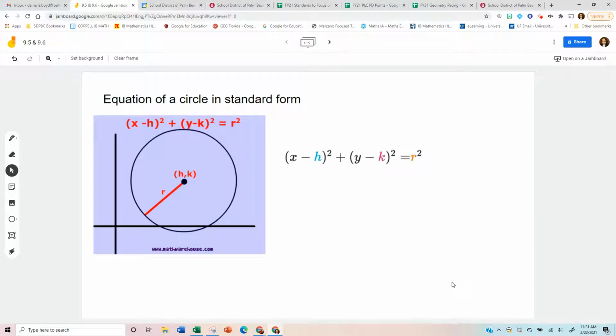Hey everyone, so today we are covering equations of a circle. The very first thing that we're going to cover is equations of a circle in standard form. So before you have that formula of an equation of a circle, you can see that h and k relate to the points of the center. And of course, r always stands for radius.